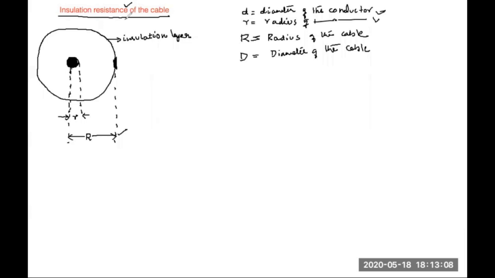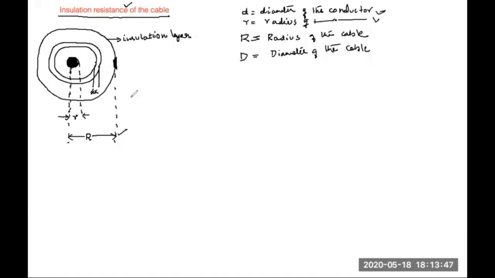To derive that insulation resistance, I have to follow the procedure. So let me consider an elementary distance dx, an elementary section in this cable. Like this you consider a small elementary section and call that section dx. The width is dx. So let me write here, this is dx. This is very important.